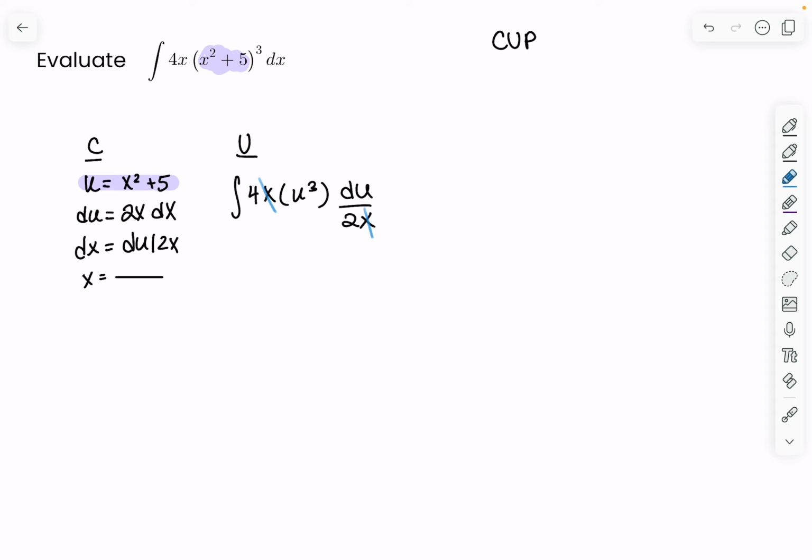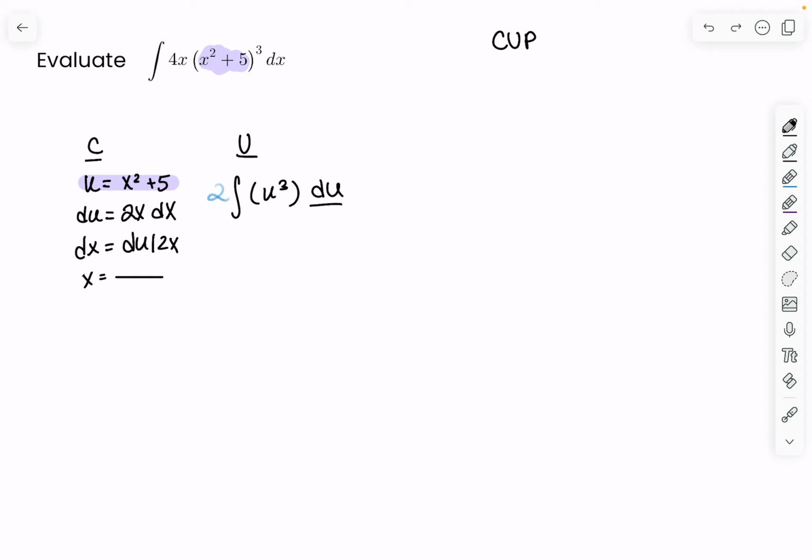And by my integral rules, I can take these out to the front. So 4 divided by 2 is 2. So these cancel out. I have 2 over here. And I'm left with this beautiful integral that is the exact same thing as this, but in terms of u.